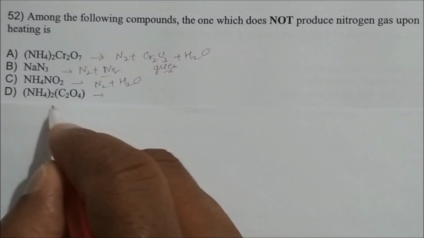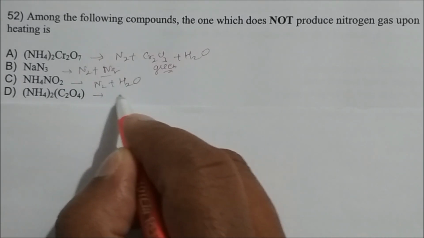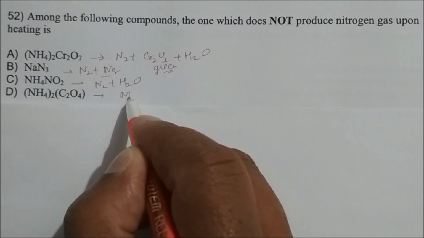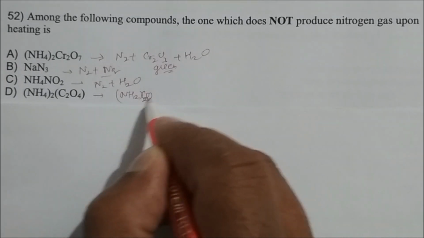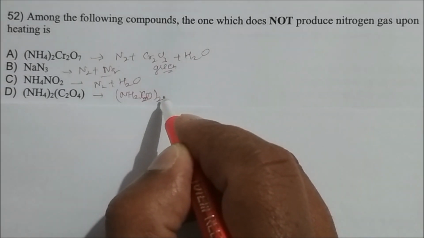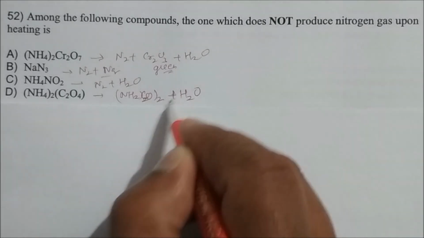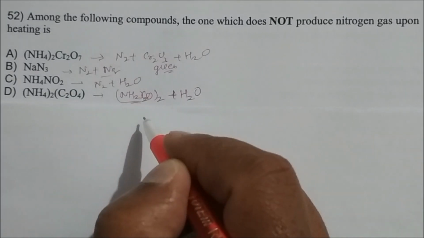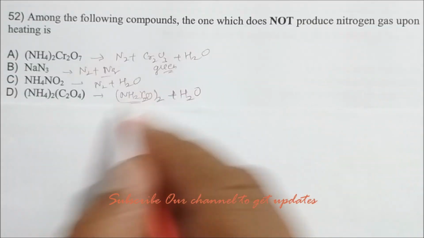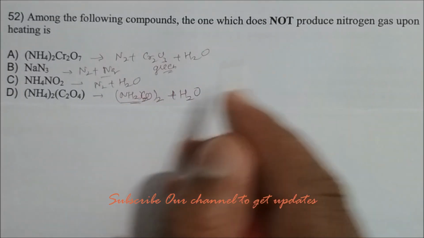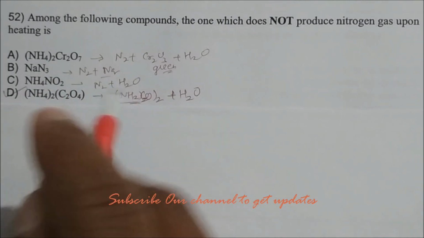But if you heat ammonium oxalate, it will give you urea. That is not urea, this is (NH2)2, not (NH2CO)2. And then next is your water. So this is something different product. And which does not produce the nitrogen gas? So the answer is this. The remaining three will produce the nitrogen gas.